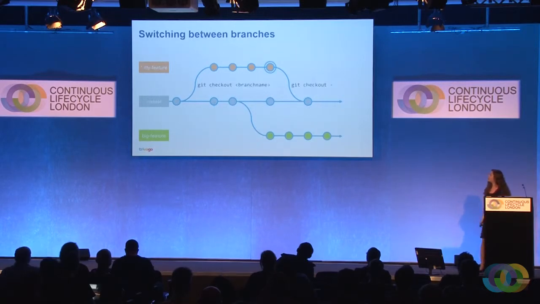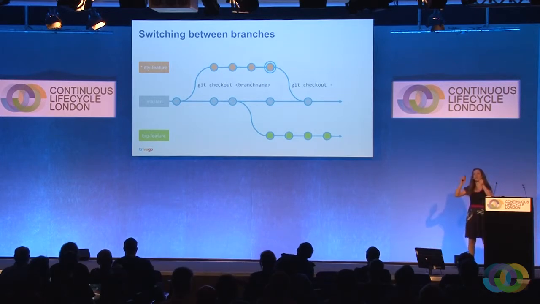If you want to switch between branches, you obviously type git checkout and the branch name, and if you want to switch between two branches very often, you type git checkout minus, which is very handy and just works like cd minus on the command line.